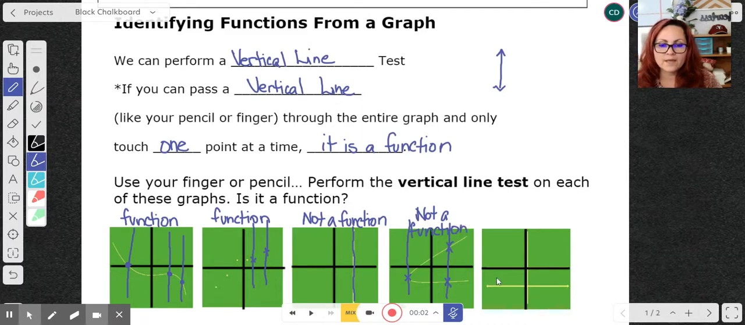Sorry about that. Now, finally, we are going to ignore this little yellow line right there. We're going to be focused on this line right here. And when I draw my vertical line, one time, right? So every single time, it only hits once, and that is a function.